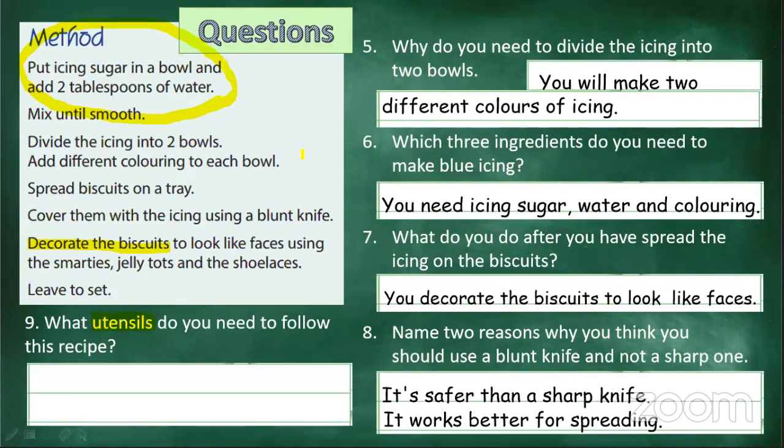Let me see what you guys wrote. Spoon, knife. Oh, where are my sentences? I just have lists here. A bowl, 2 mixing bowls. There we go. Gabriel gave us a sentence. You will need a bowl, a spoon, and a blunt knife, and a tray, and a cup.